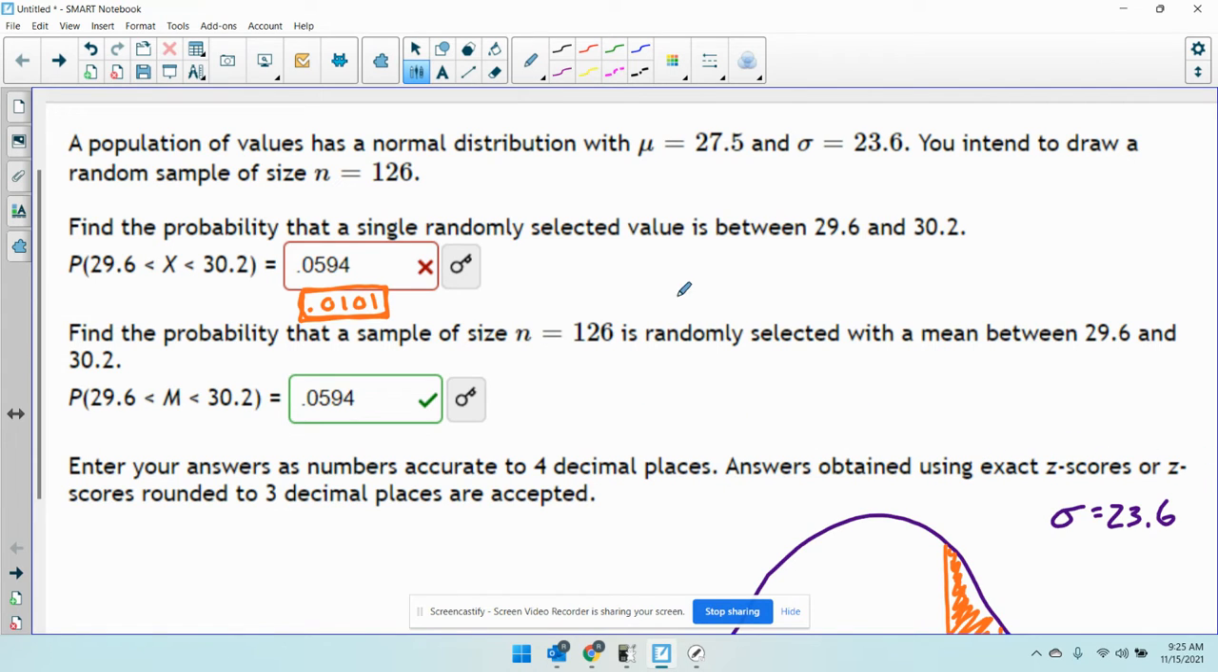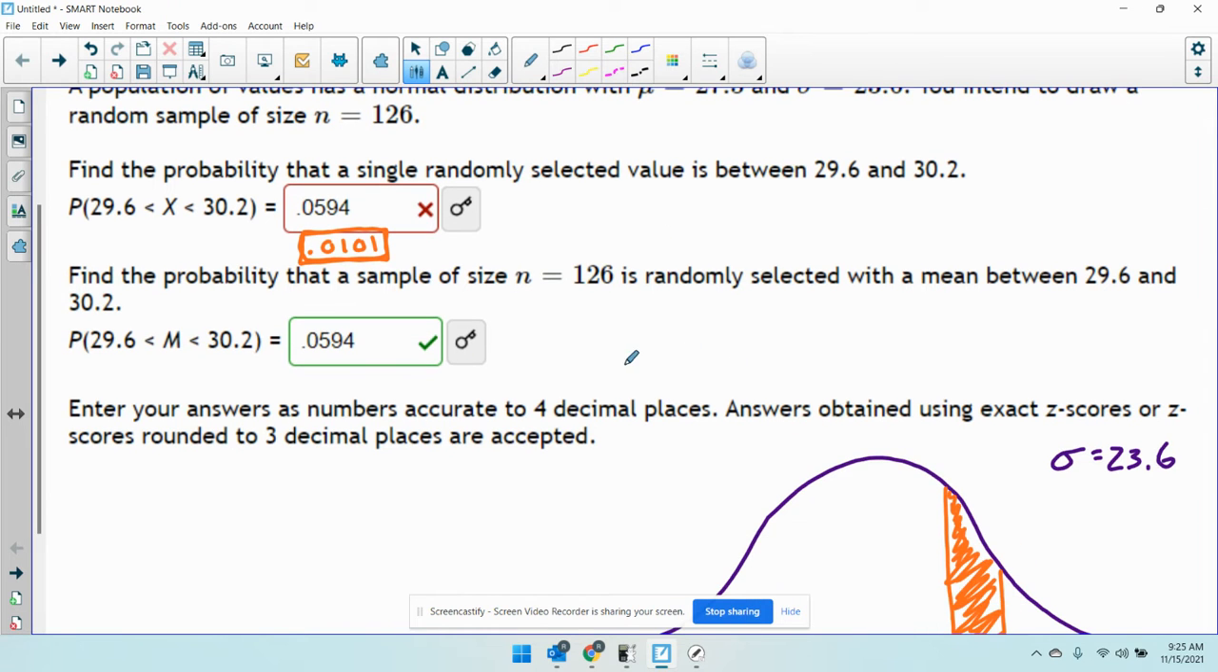This says stuff about z-scores. You don't have to worry about finding the z-scores. That's if you were going to do it by hand or with a z-table, but we have the calculator which will do it for us.